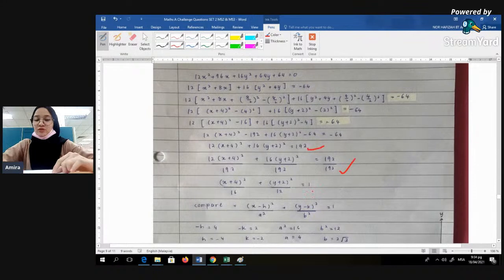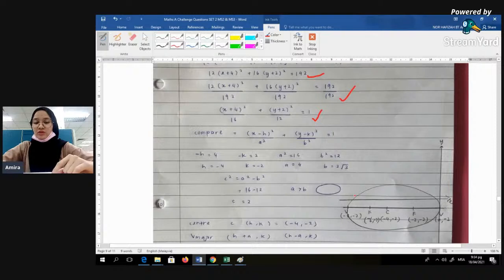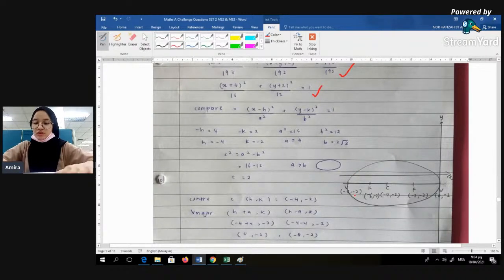Next, you have to compare the equation with the general equation, which is this one, and you will get the values of h, k, a, and b. So a squared equals 16, you will get a equals 4 and b equals 2 root 3. When you get the values of a and b, you determine whether a or b is bigger. For this question, a is bigger than b, so your graph will look like this. Next, you have to determine the value of c. So c squared equals a squared minus b squared. So you will get c.